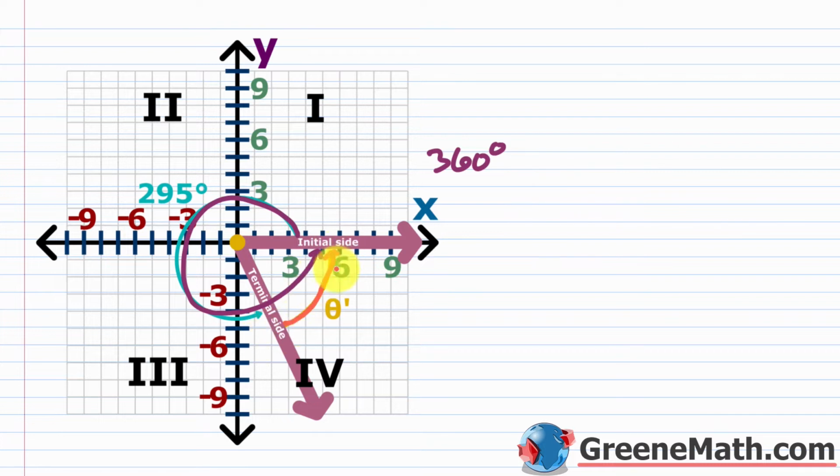So what's that amount of the rotation? Well, all you have to do is think about this guy right here. I don't want this rotation, so I'm just going to subtract it away from the whole thing. So 360 degrees minus the measure of this angle here, which is 295 degrees, that's going to give me the theta prime here, or the reference angle. And in this case, that's going to be 65 degrees.